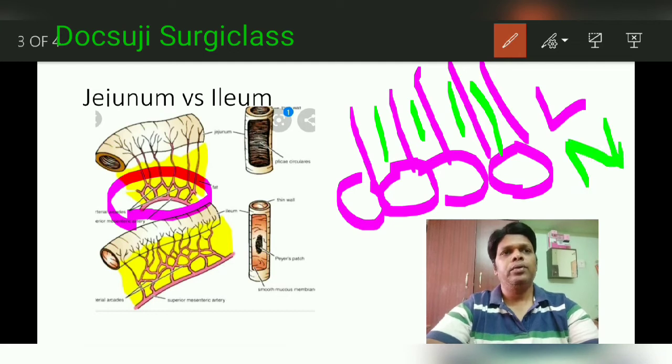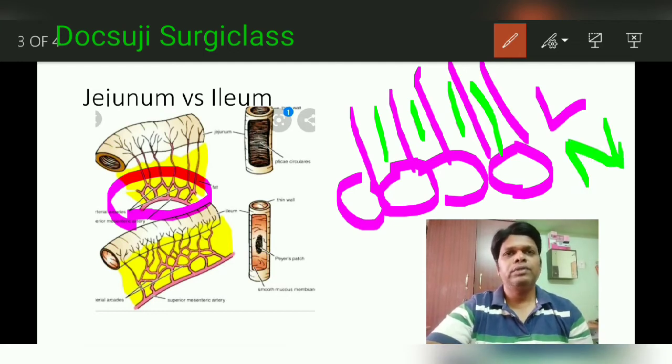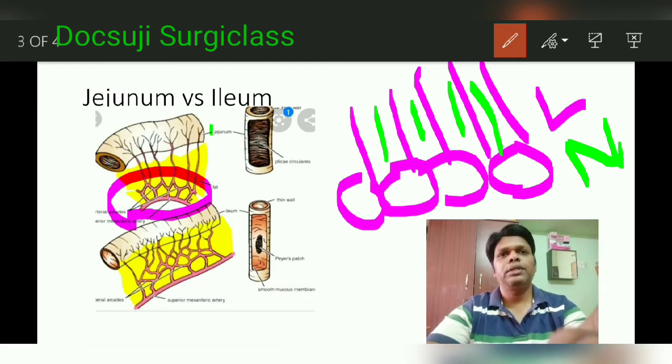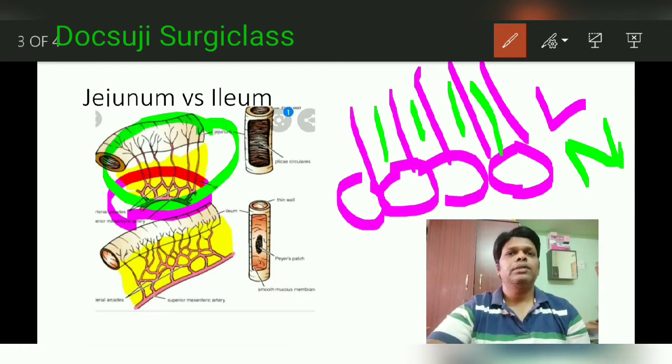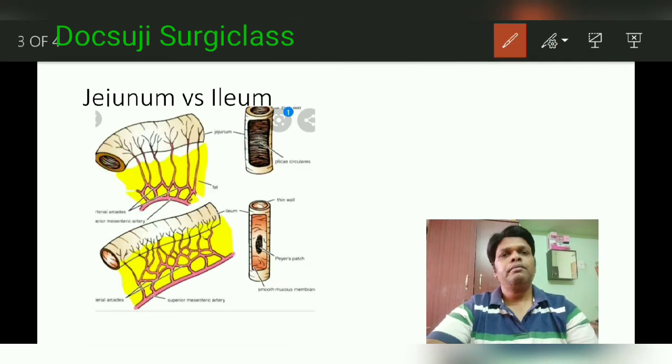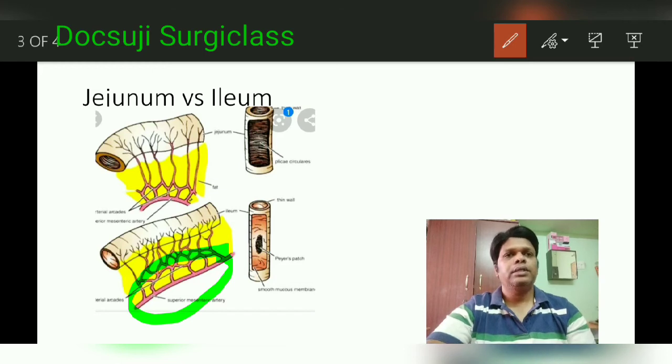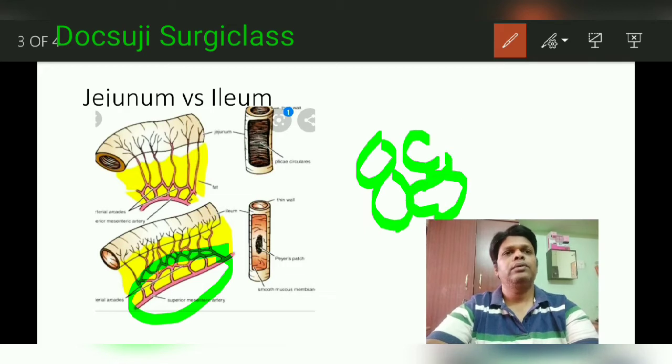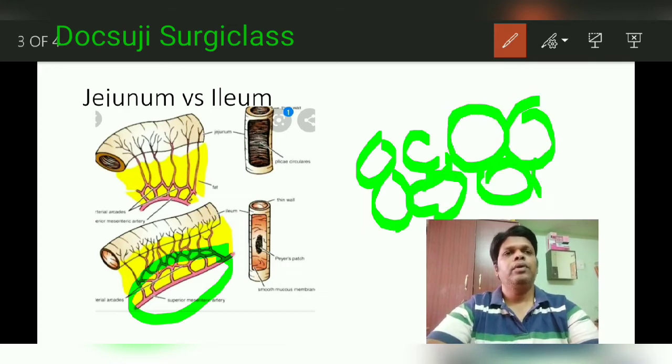You see the gap between these vasa recta is narrow. So the identification of jejunum is by the presence of long vasa recta along with the narrow space in between. You can see this in the picture very clearly. This is the best identification. Next we are going to talk about the ileum. It also has arterial arcades, but here you will have 2 or 3 arcades.